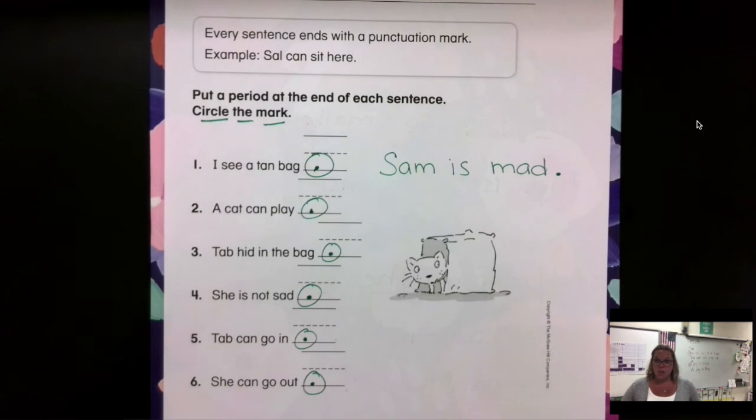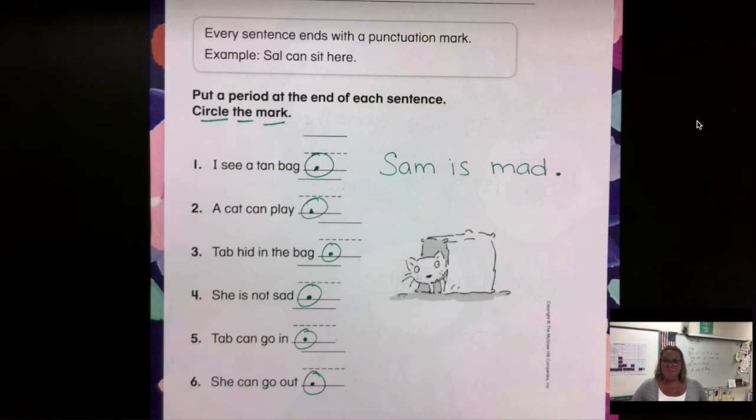Tomorrow we will continue with our word order. You do not have anything to put into your folder for today, so just make sure that you come back tomorrow. We'll see you later.